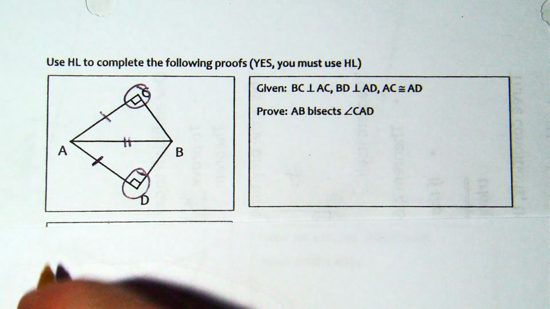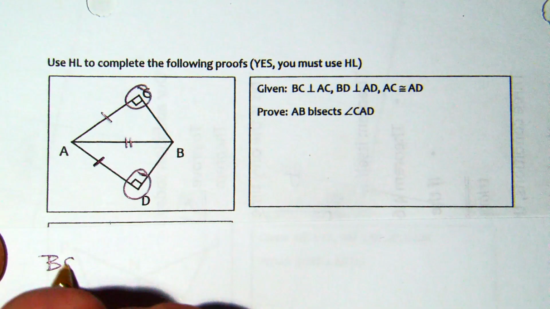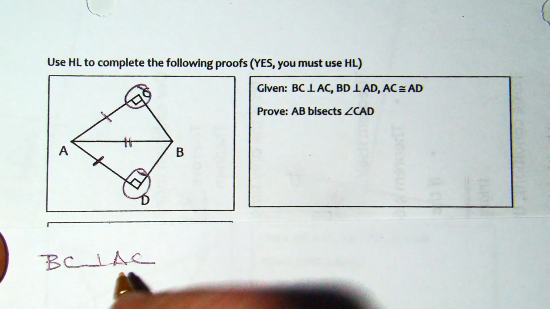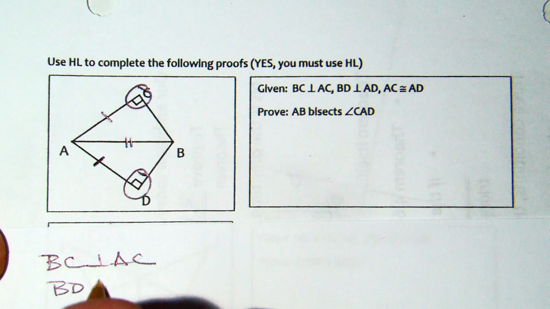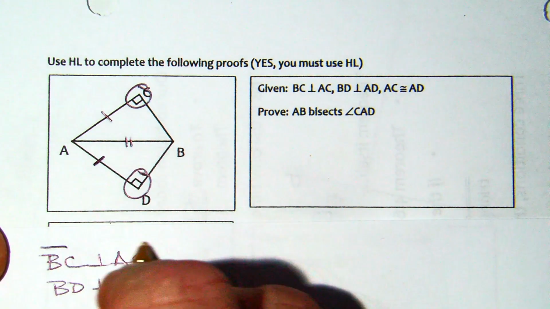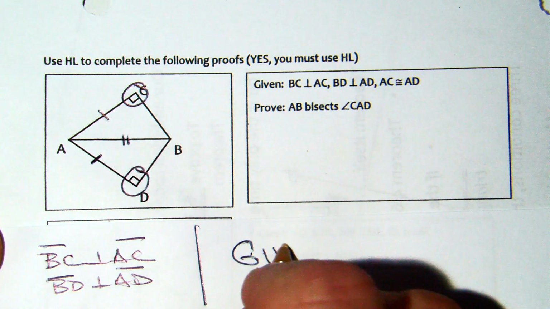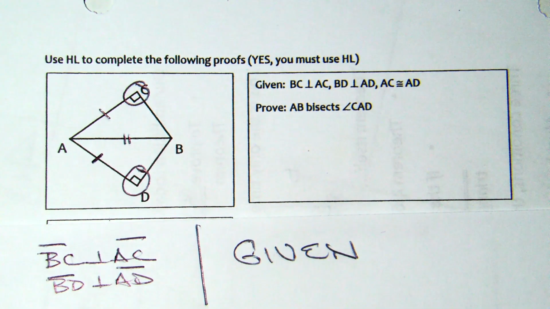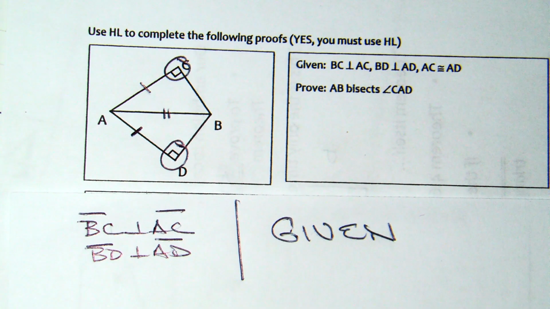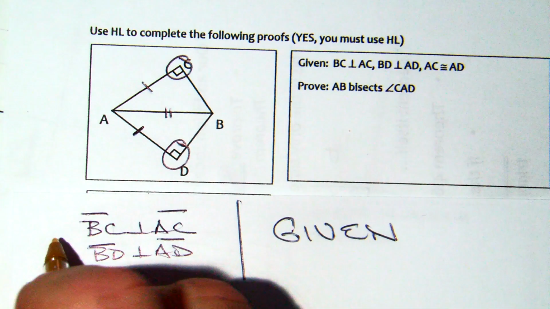Alright, this one I'm going to put in two-column format. BC is perpendicular to AC. BD is perpendicular to AD. Because it is given. Again, if you want to write all your givens in the beginning, feel free.